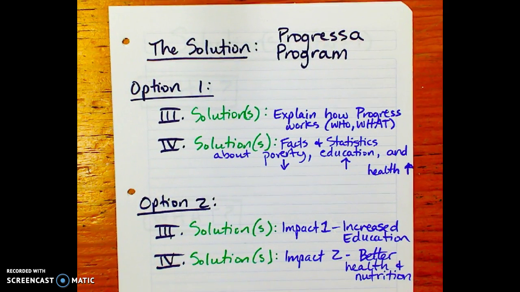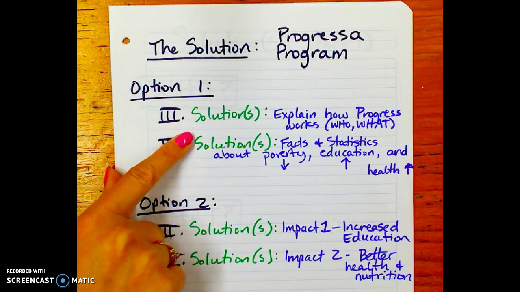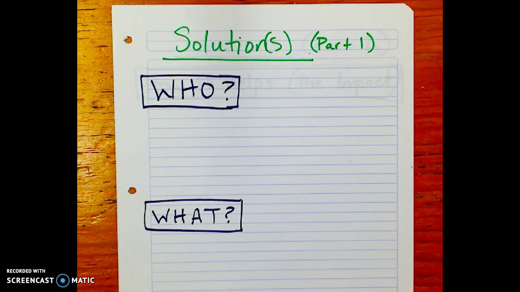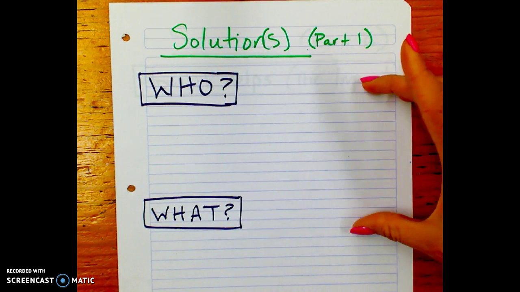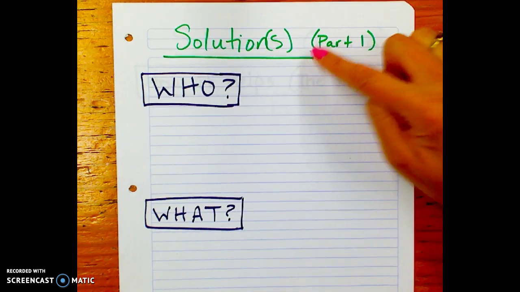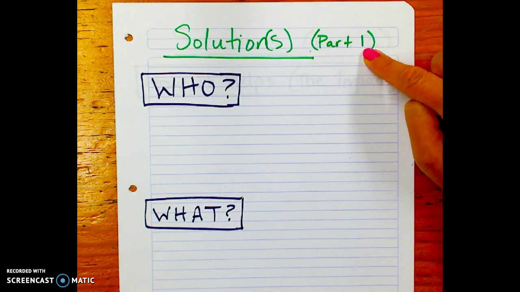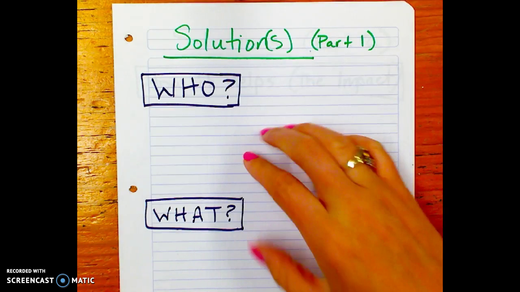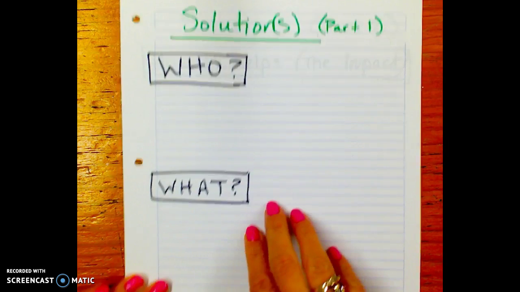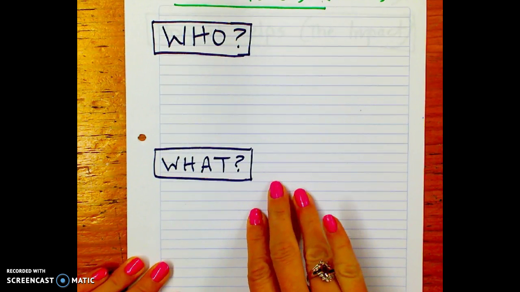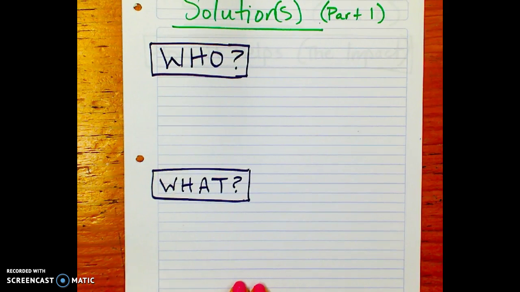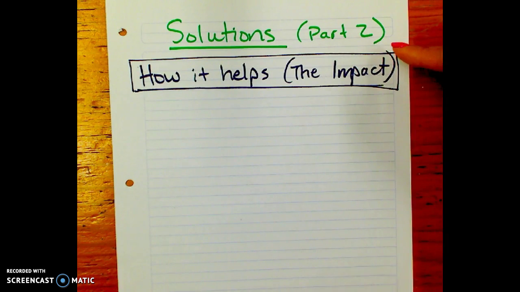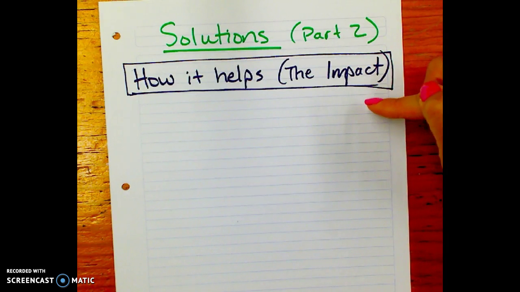So here's what I would do next. I've decided, okay, I'm actually going to choose option one. So here's what I would do next. Setting up note pages. Okay, I have to have 2 sets of note pages. So this is my note page 1 for solutions, part 1, but I also need a solutions part 2 for my 2 paragraphs. So first I'm going to take notes on who the program serves and what the program does or how it works and functions. So that's note page 1. Note page 2 for solutions, part 2 or paragraph 2, would be the impact that it has.